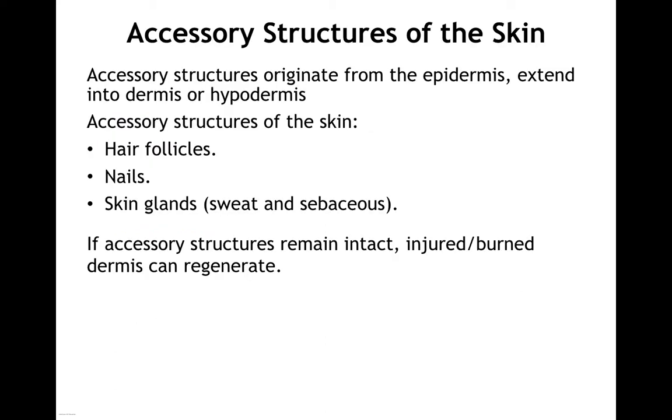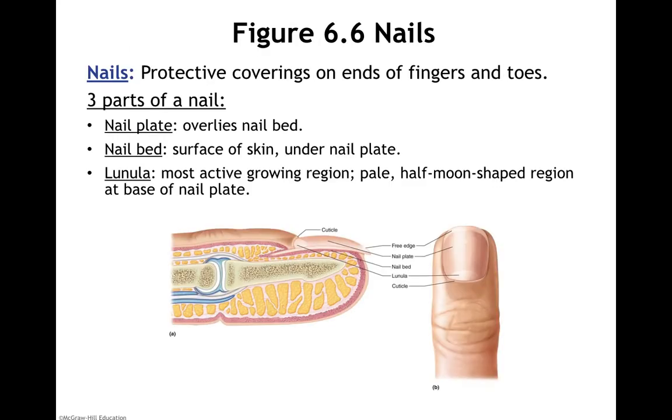There are a number of accessory structures that go with the skin. They originate from the epidermis and go into the dermis or hypodermis. They include hair follicles, nails, and glands such as sweat and sebaceous. If accessory structures remain intact, injured or burned dermis can generally regenerate.